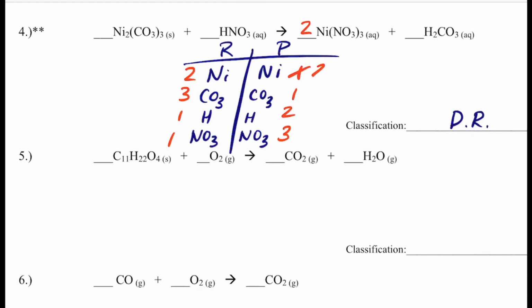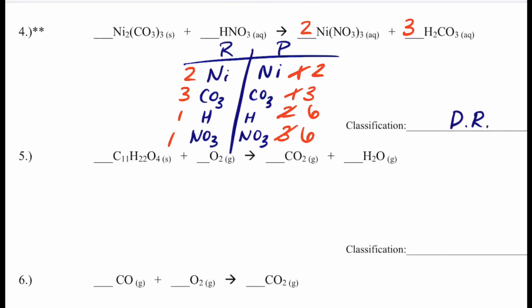That makes my nickel 2, but that also affects nitrate because nitrate is there, and this is where a lot of chemistry students need to take a pause to make sure they get the right amount of nitrates here. I already had 3. If I multiply it by 2, that means I really have 6 nitrates. Okay, and that's important. Now I'm going to move to carbonate. If I put a 3 here, that will get my carbonate balanced exactly how I want, but that also messes with hydrogen. I originally had 2, and if I multiply it by 3, I now have 6.